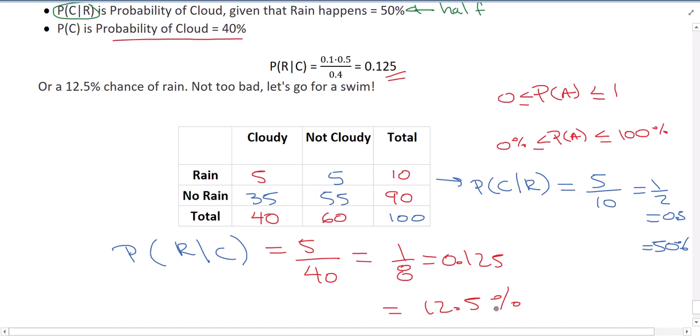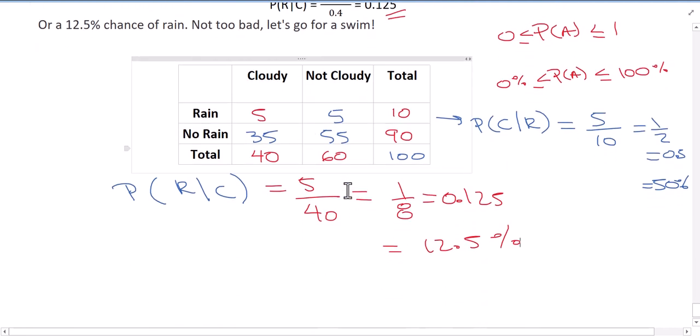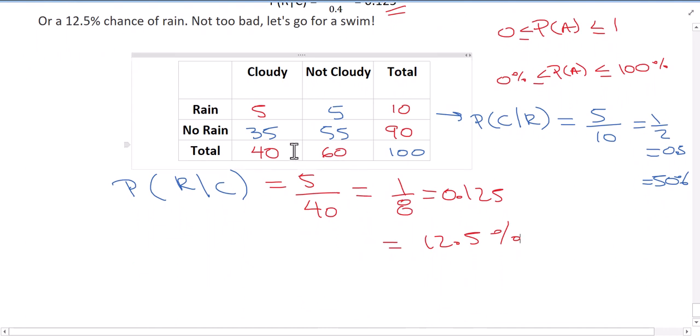So I wanted to do that just to show you that using a table can also help you if you're a visual learner. I tend to be more visual than what's the other one, kinesthetic, like doing it, or visual, or what's the other one, listening. Auditory. Thank you. Well, I'm sure you guys were saying it. I'm hearing you. So 12.5%.